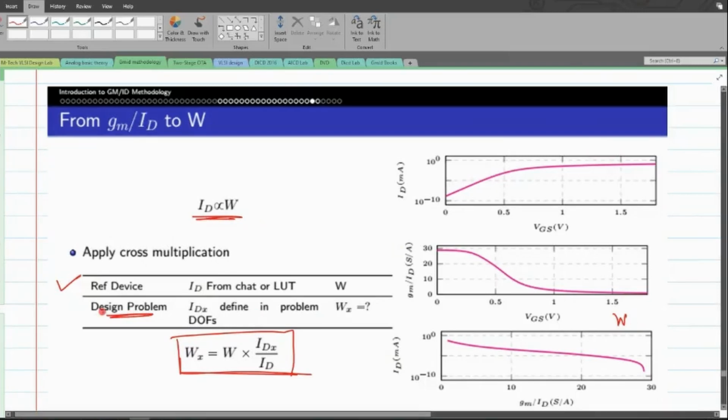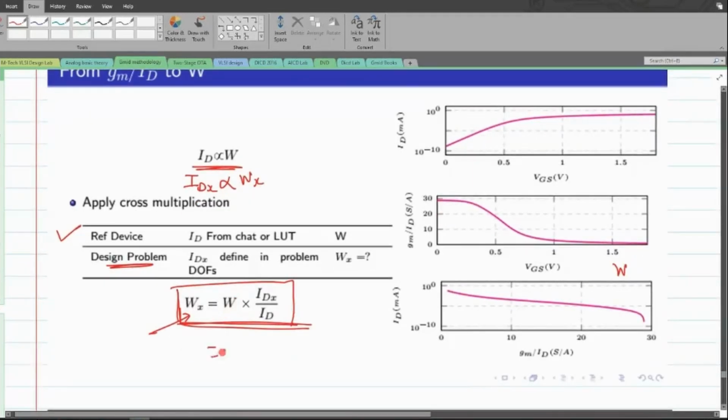And just because ID and W are proportional, I have this. Now, from the specification, you would end up having a different current. And we know that this different current is also proportional to the width value, and that width value I'm writing as WX. Since both are proportional to each other, when we take a ratio, we end up having this as our cross multiplication. So this in turn will help us to find the W value of the design problem. I hope that you're clear.